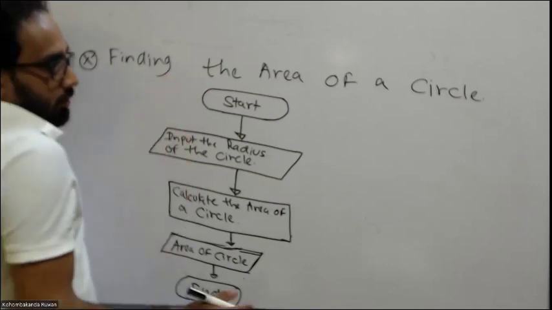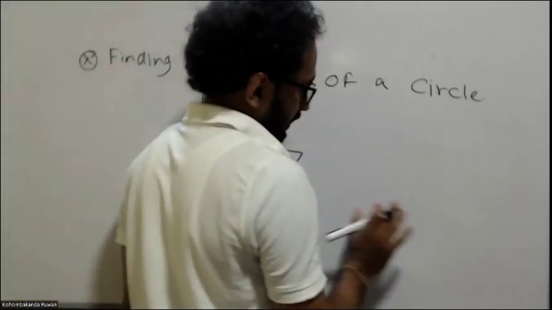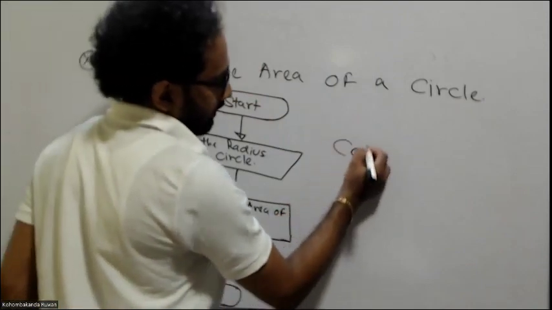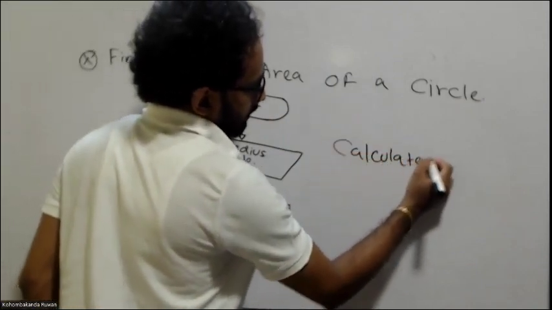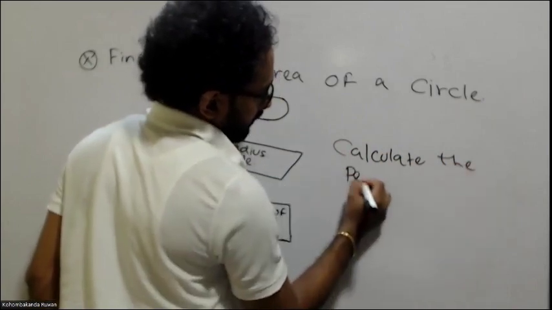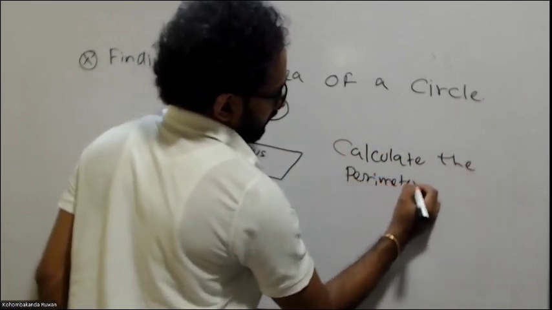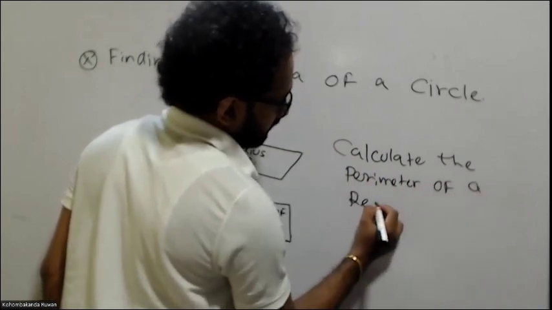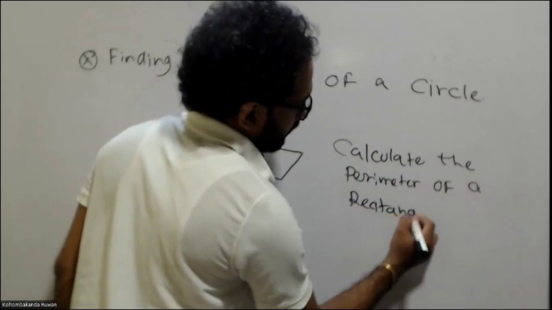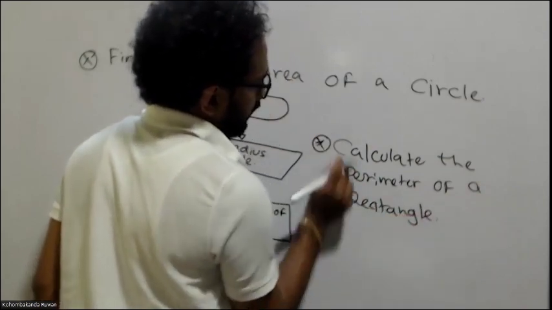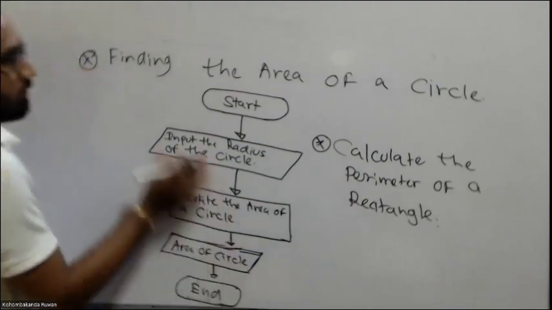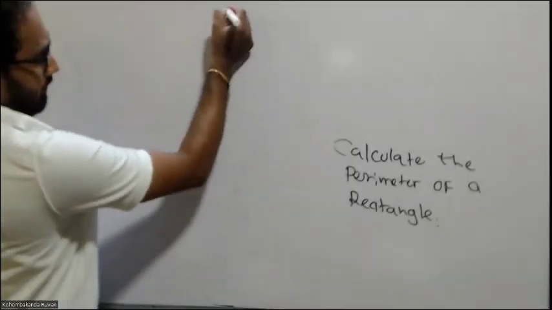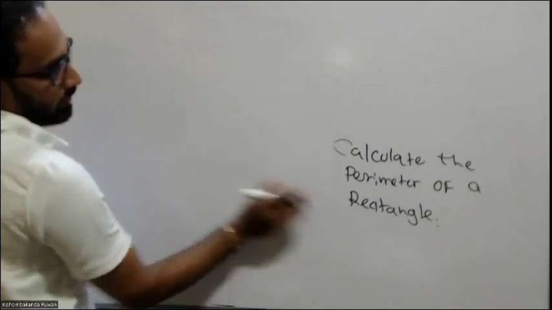And I will give another exercise you can complete after finishing this one. That is calculate the perimeter of a rectangle. Right? Try to complete this one also. Right, first write down this one, then try to complete this one. Right, calculate the perimeter of a rectangle.